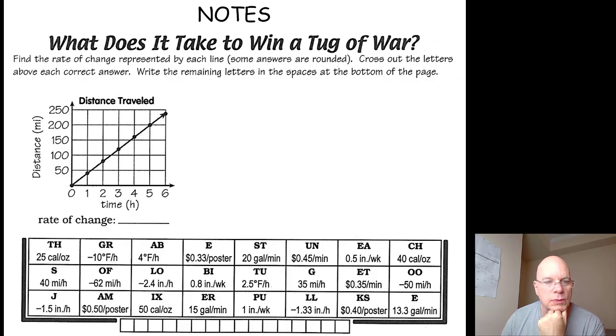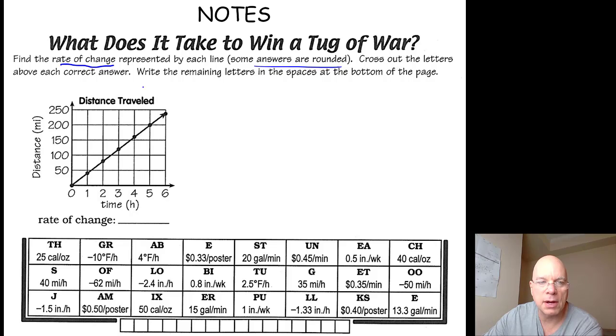So we're doing this one together, we're doing the next one together, and then I'll tell you the plan after that. The directions say find the rate of change. That's the same as finding the slope represented by each line. Some answers are rounded, so when we're looking for our answers down here, some of them may be rounded to specific place values, and we'll be able to figure out which one we're looking for.